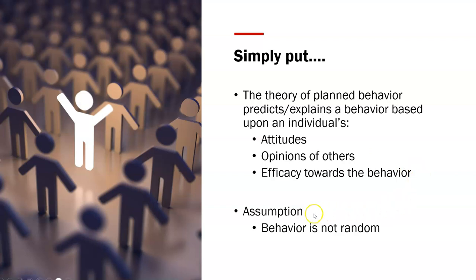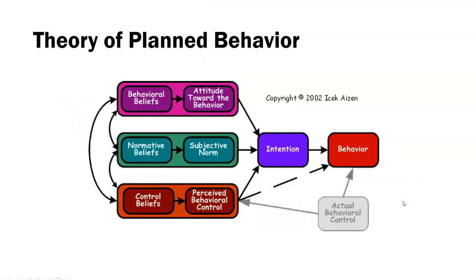So the assumption here is that behavior is not random, that we as individuals have free choice, and that we take into a lot of information and consideration when deciding to perform a behavior or not. So if you're a visual learner, I hope that this will help show those primary concepts and how they're related.